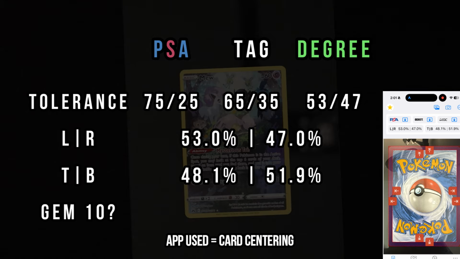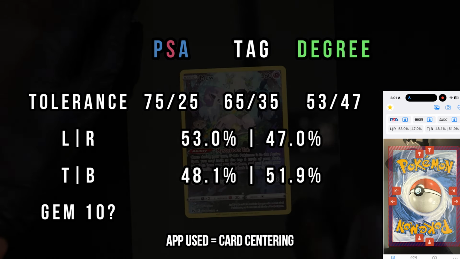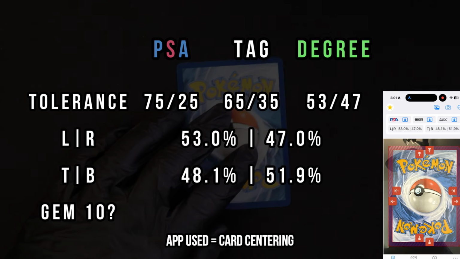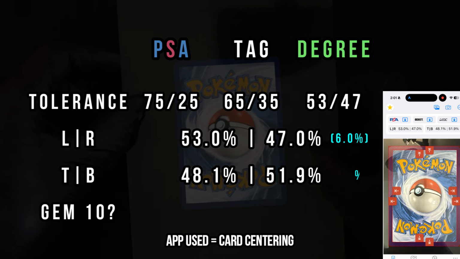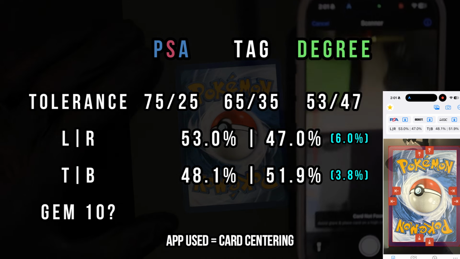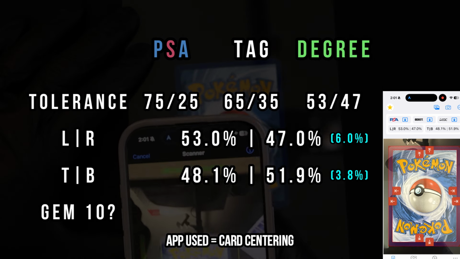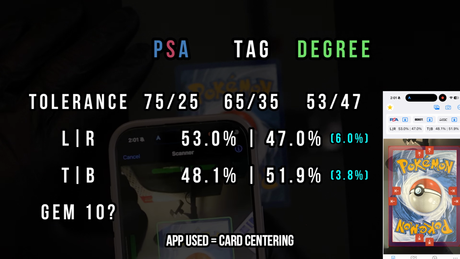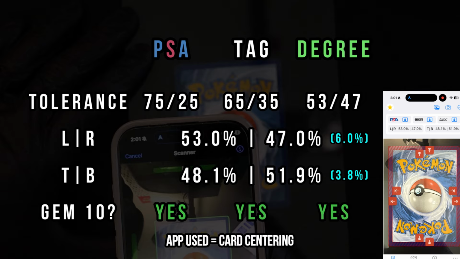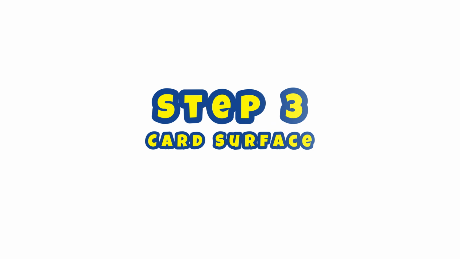In this case, we have the left and right, which is about a 6% difference. And then we have the top and bottom, which I'm trying to calculate in my head right now, but it's about a 3.8%. Does that meet the Gem Mint qualifications? Again, go by the worst number, 6%. It actually does meet Gem Mint 10 for all three, just not the front, but at least the back meets all the qualifications there. Now on to probably the most difficult thing to look at, the card surface.